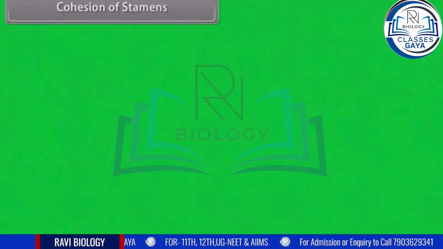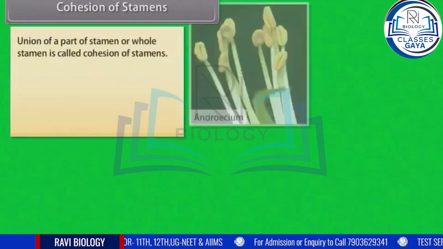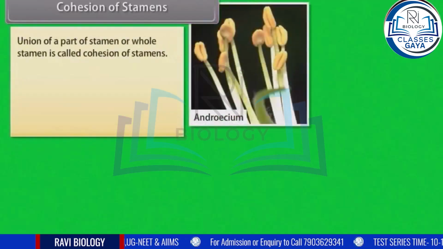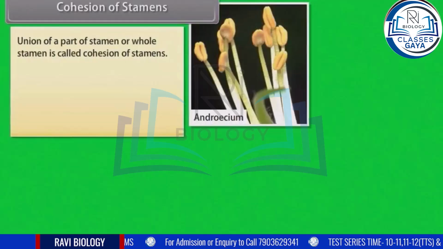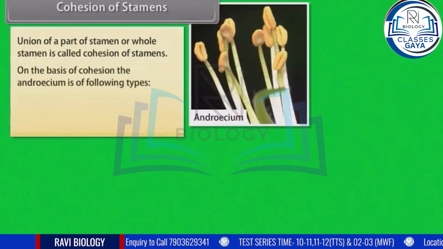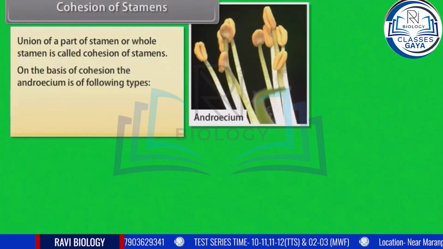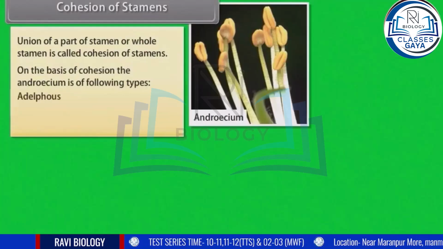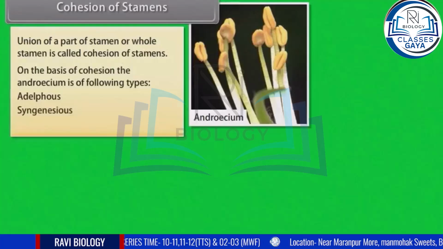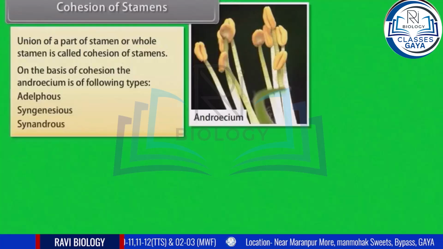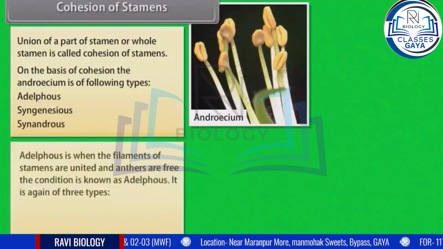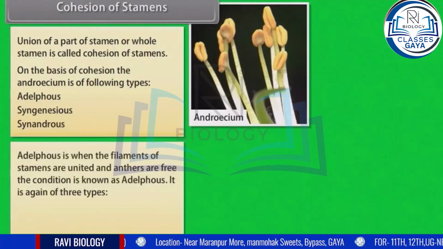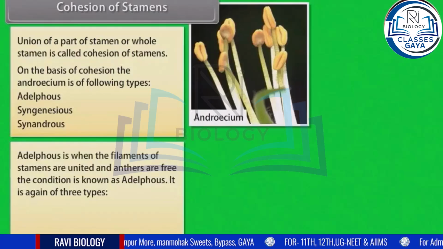Cohesion of stamens. Union of a part of a stamen or the whole stamen is called cohesion of stamens. On the basis of cohesion, the androecium is of the following types: adelphous, syngenesious, synandrous. Adelphous is when the filaments of stamens are united and anthers are free.